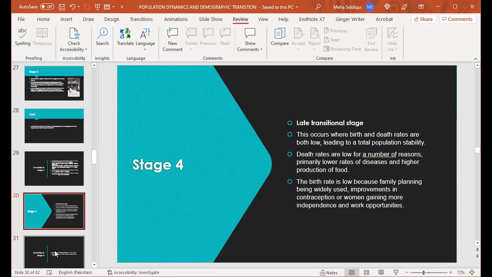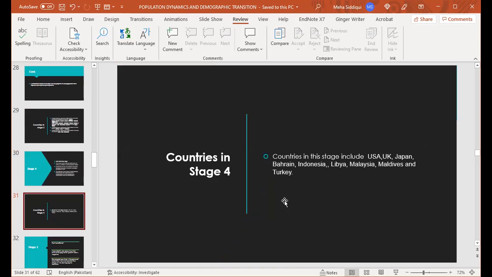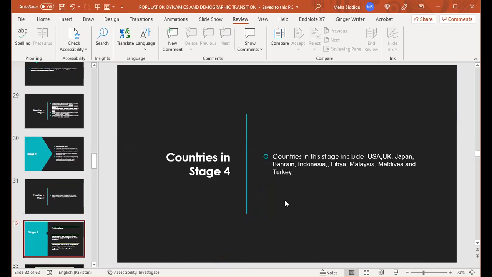Coming to stage 4, this is also called the late transitional stage. It occurs when birth and death rates are both low, leading to total population stability. Death rates are low for a number of reasons, primarily lower rates of diseases and higher production of food. And birth rate is low because family planning is widely used, with improvements in contraception, and women gaining more independence and work opportunities. The countries that are in stage 4 are USA, UK, Japan, Bahrain, Indonesia, Malaysia, Maldives.